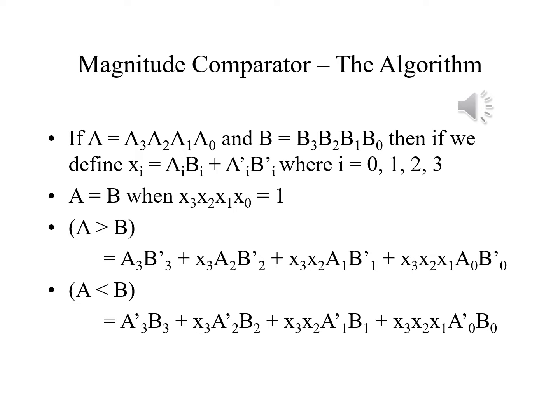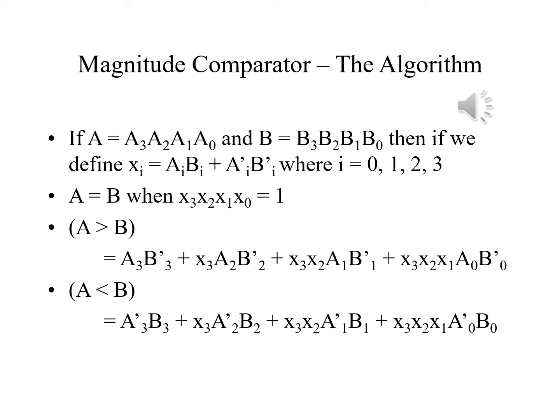We're going to define a variable called x sub i, where I'm going to AND together Ai and Bi. I will also AND together Ai prime and Bi prime. One of these two will be 1 if the two values are the same. What that means is if I take a look at this across all 4 bits, if I get 1 when I AND x3, x2, x1, and x0, I know that A equals B.